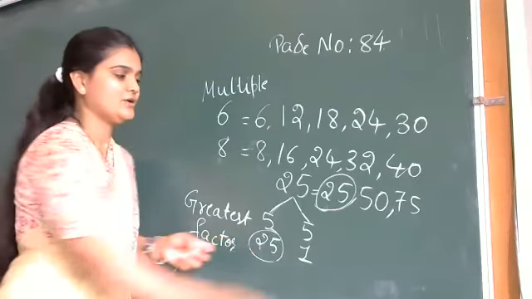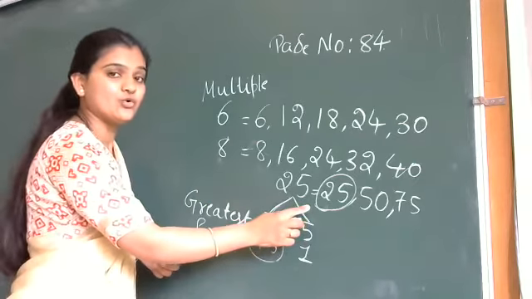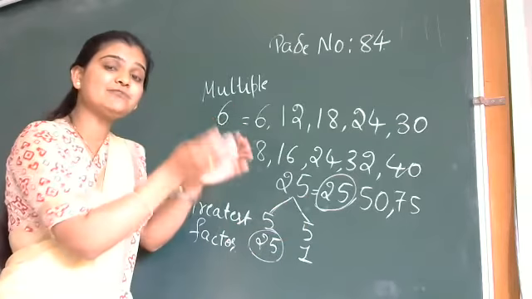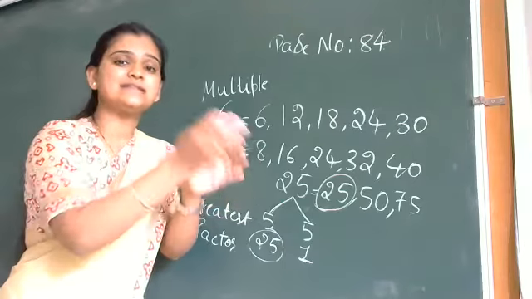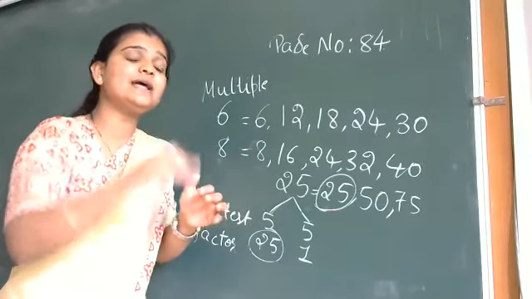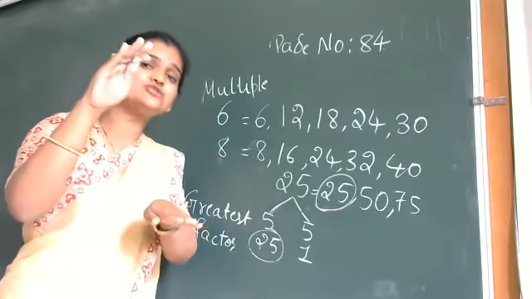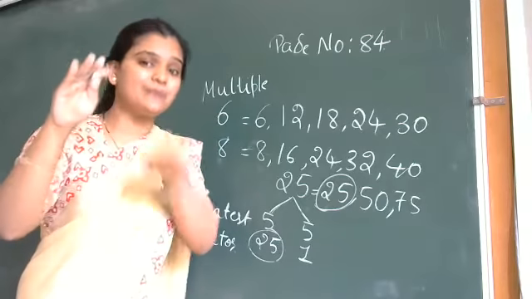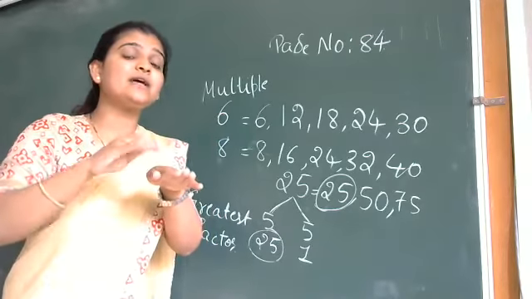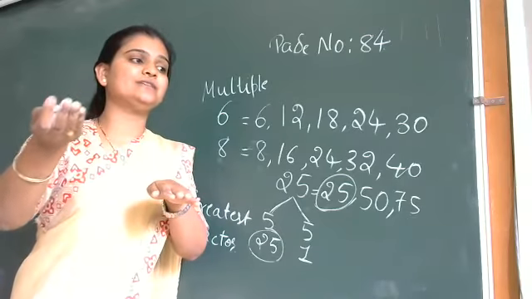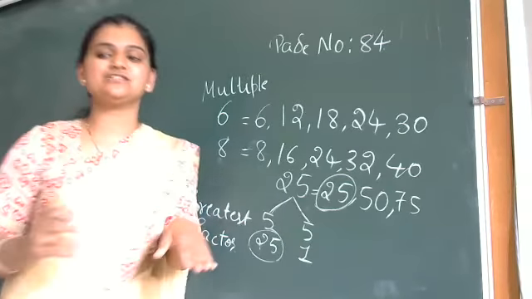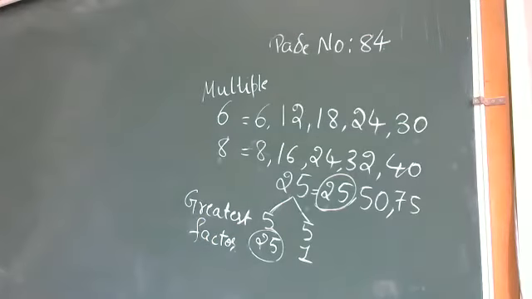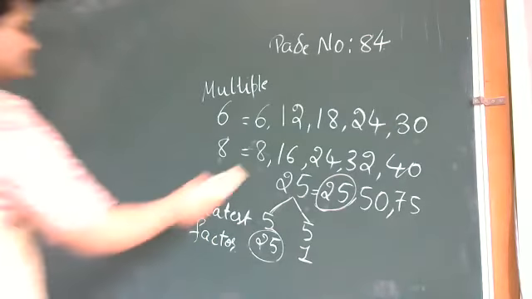Yes, ma'am. Okay. Multiple wise, the multiplication table will start from the same number. If you take 6, 6 ones are 6, 6 twos are 12. 12 is the greater number, 6 is the smaller number. So it is the smallest multiple, but it is the greatest factor of the number itself. I hope all the points are clear, the relationship between factors and multiples. Any doubts, children?